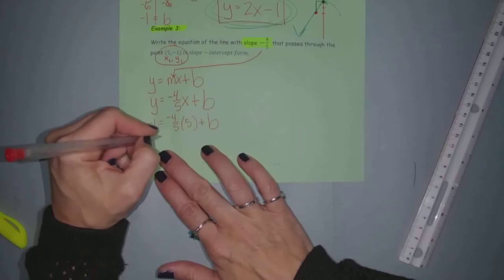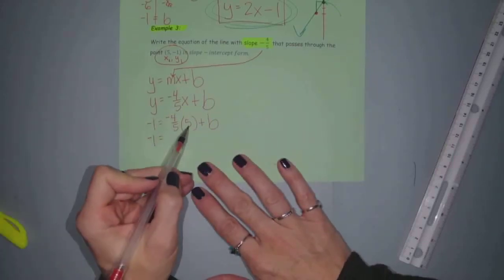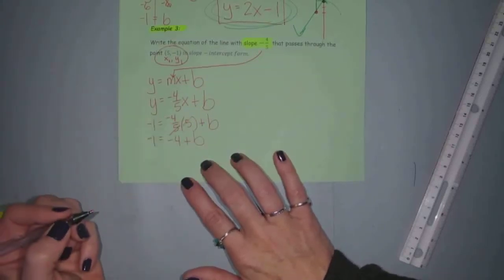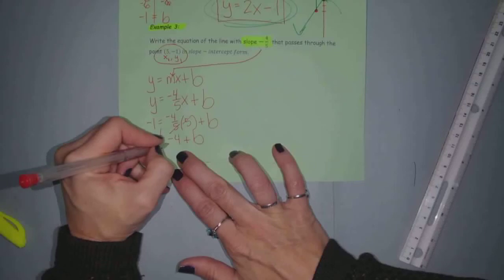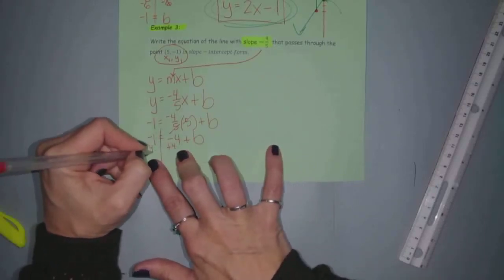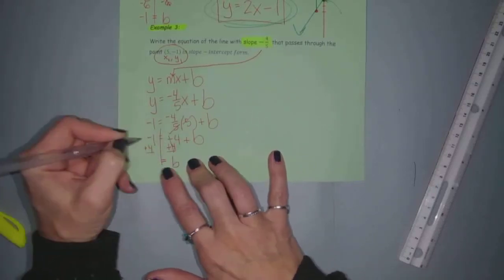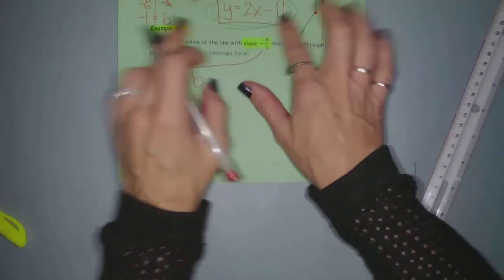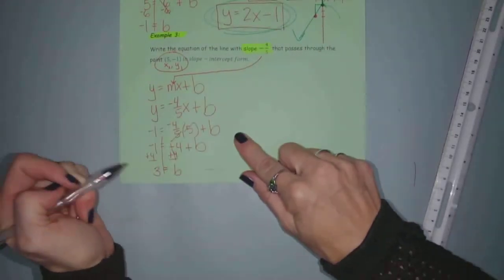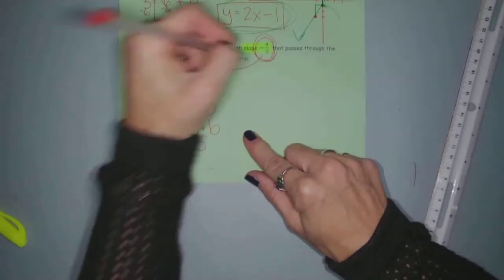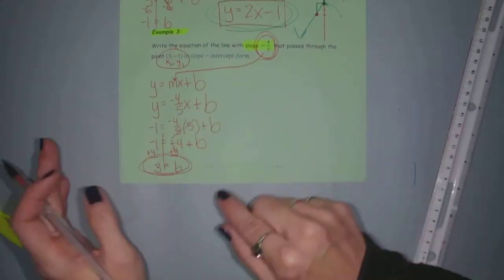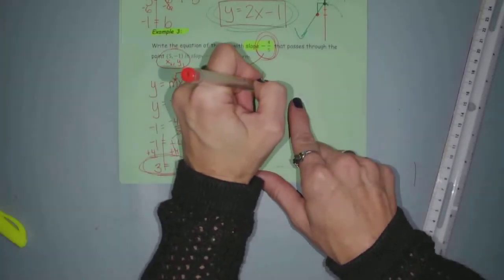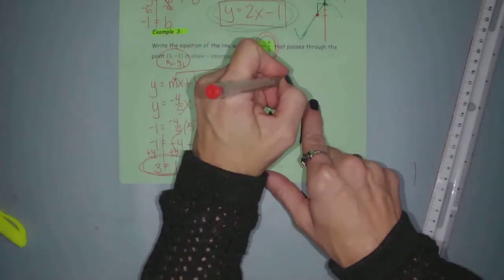Doing the math here, if you take -4/5 times 5, the 5's cancel. You're left with -4 plus b. And to solve for b, I'm just going to add 4 to both sides. So b will equal -1 plus 4, which is +3. So my final equation, going back to this kind of form here, you've got to put your m and your b in. So you know your m is here. Now you have your b here. X and y stay x and y. Final answer, y equals -4/5 x plus 3.